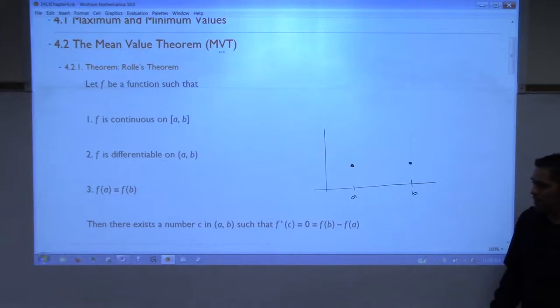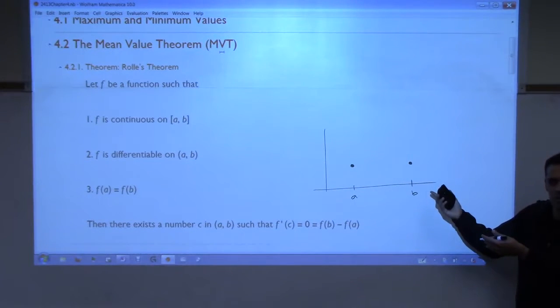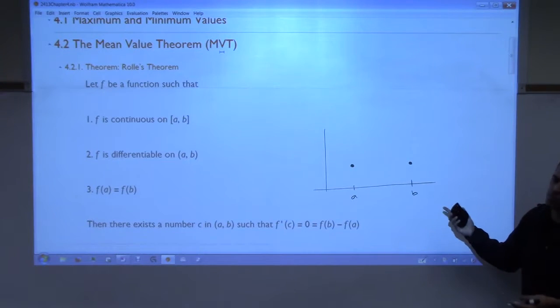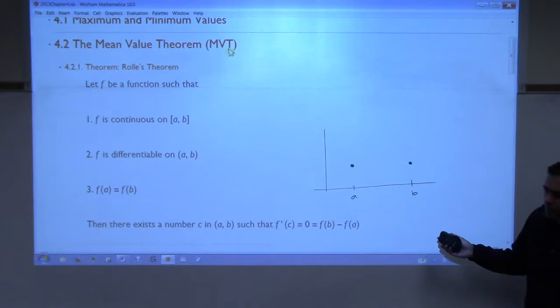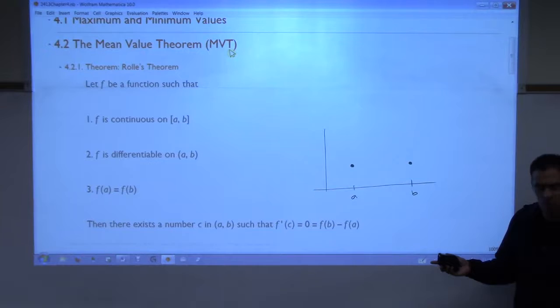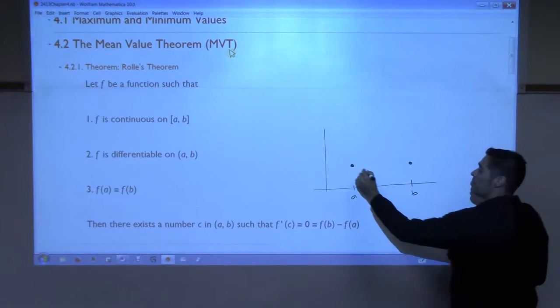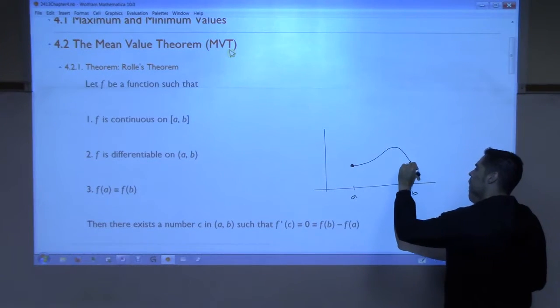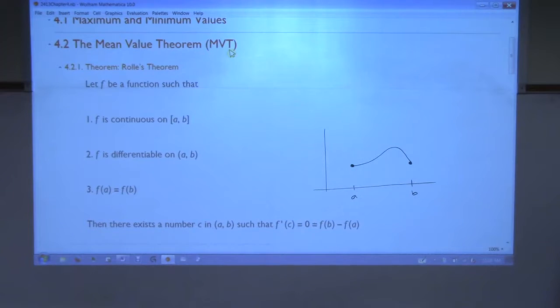That means I can't pick up my pencil, right? So can you imagine all these different things I could do to connect those two together? I could do a straight line, I could do curves, right? Just no cusps, no corners, no vertical tangents. So I'm just going to make one up here. Would that be okay? All right.